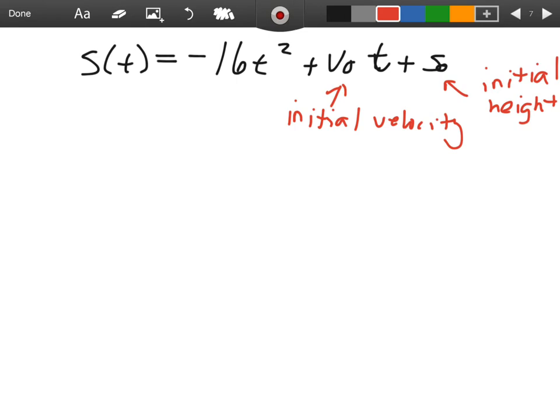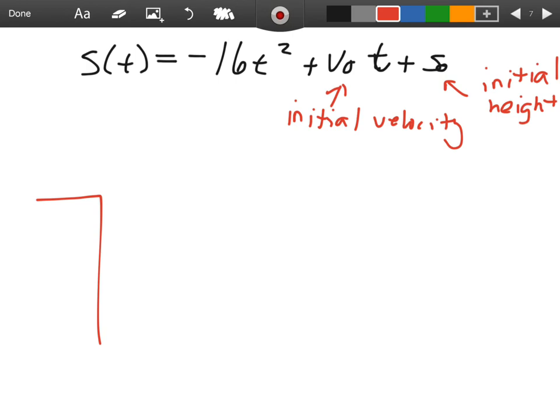Okay, so with the initial velocity, if it's shot out of a cannon at whatever speed, that's what your initial velocity is going to be. But let's say you're standing on a cliff and you just drop it, your initial velocity is going to be 0 because you're not throwing it, you're just dropping it. And if you're standing on like a 100-foot tall cliff, your initial height is going to be as high as the cliff is. Okay, so let's have an example here.